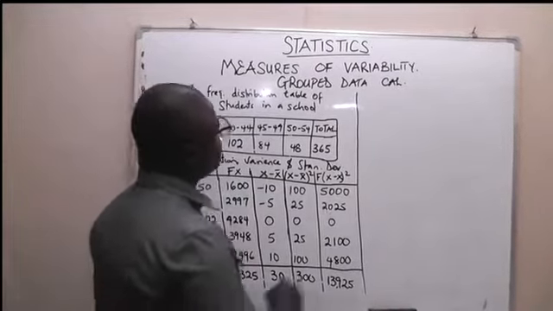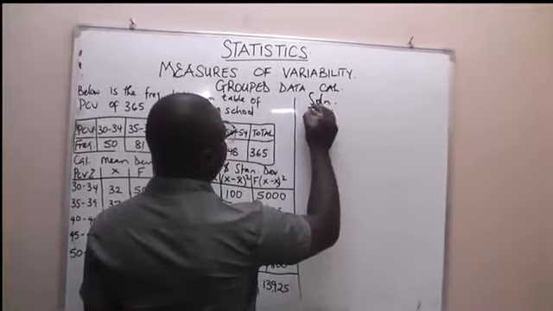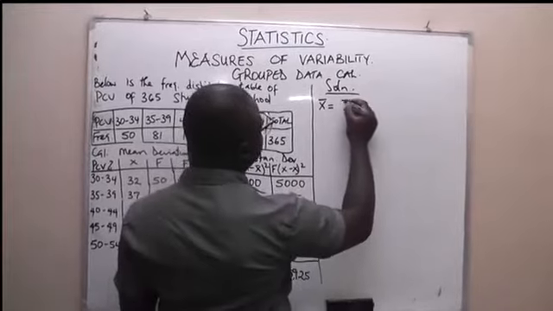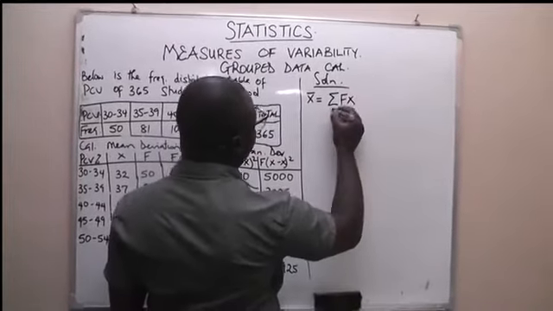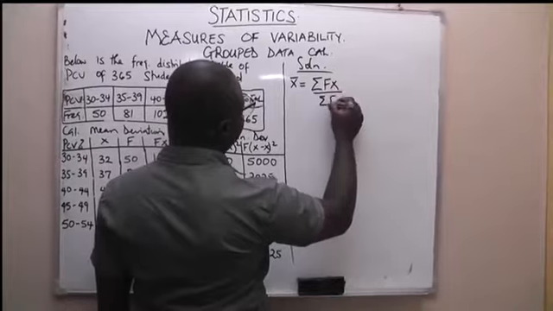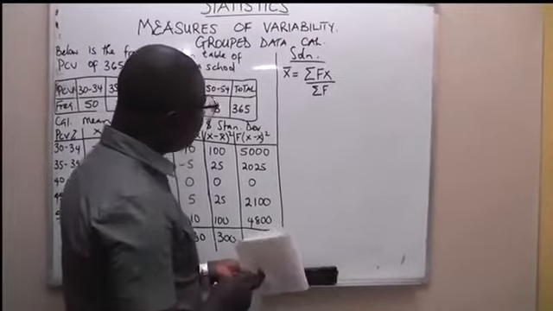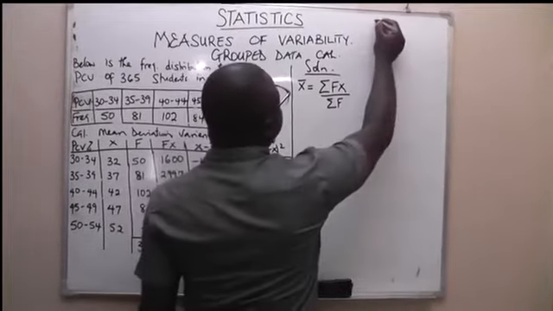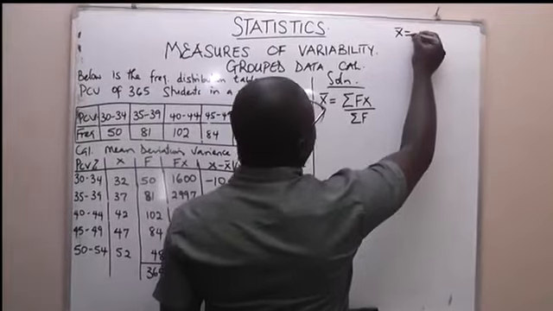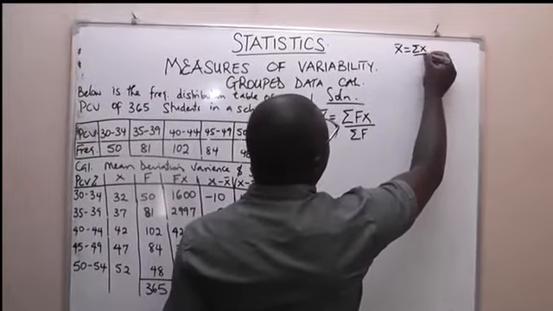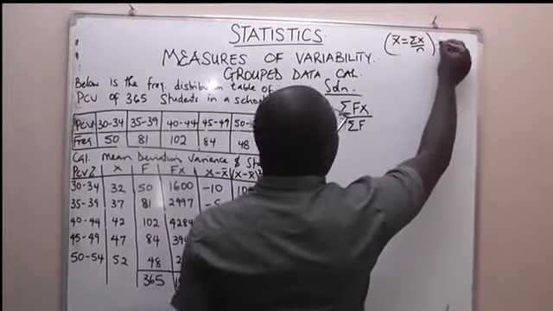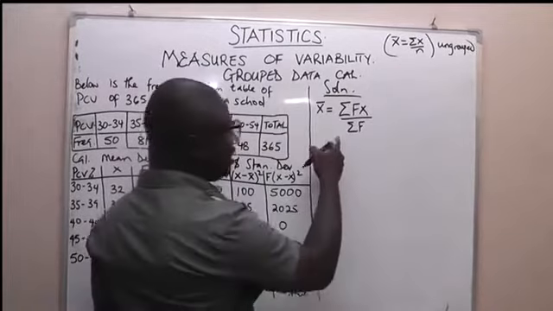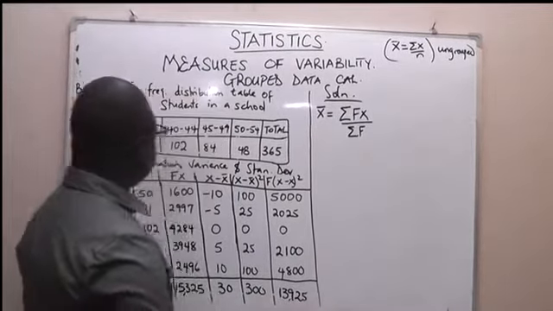So what is the formula for mean? Solution: the mean, which is x with a bar, is equal to summation fx all over summation f. Please note that this formula is for grouped data. We also have another formula for mean, which is x bar equals summation x over n. This formula is for ungrouped data. But this is for grouped, since our data is grouped data.